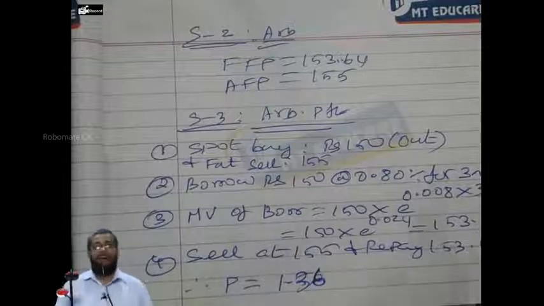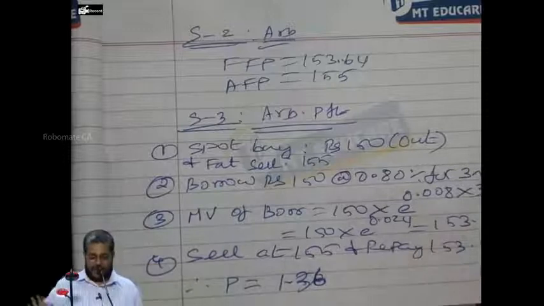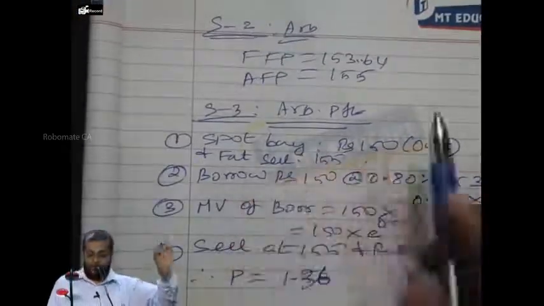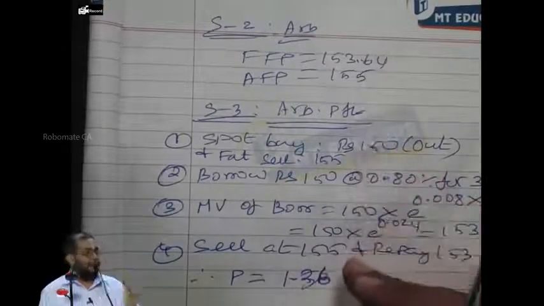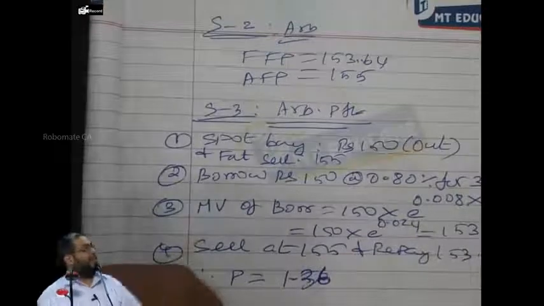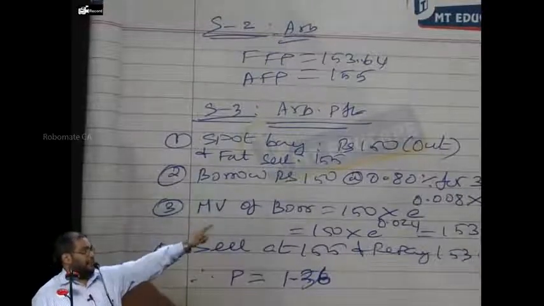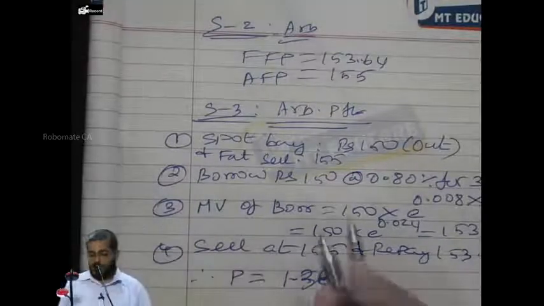Okay, now I have another way of presenting it. Let us discuss that. Please, all of you, listen here. The future is worth 153.64, but trading at what? 155. Future overpriced. What should I do? Sell futures. What should I do today? Buy spot. Point number 1. Accepted.